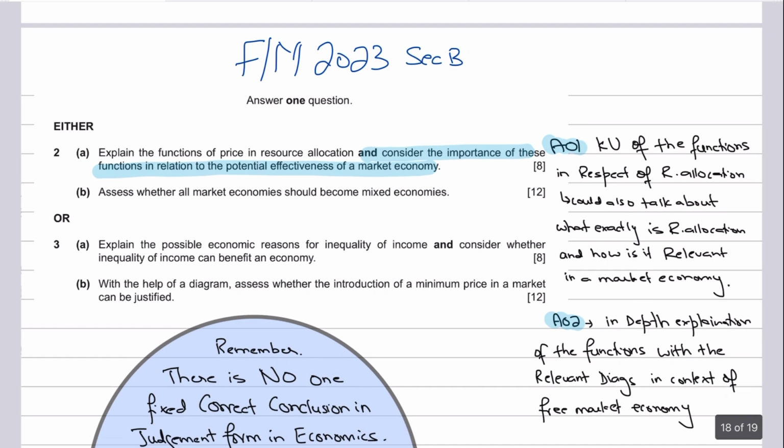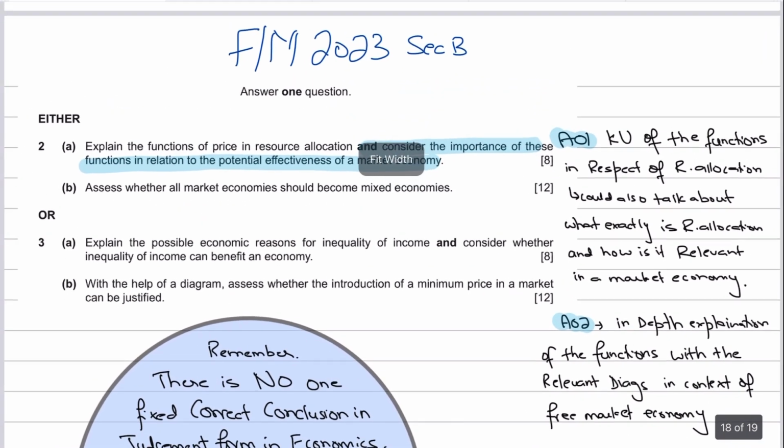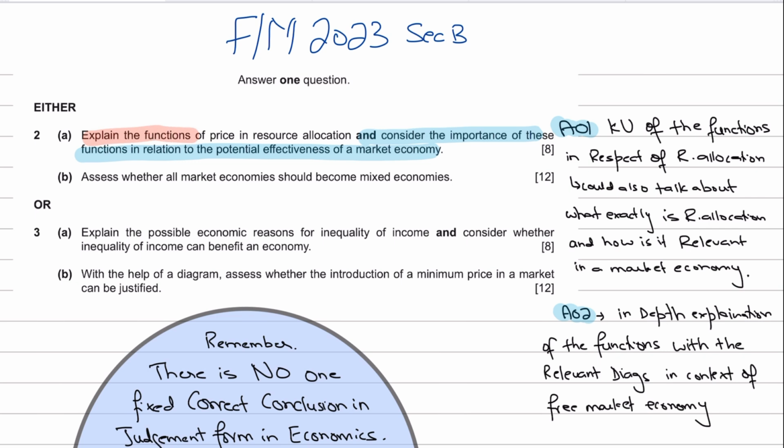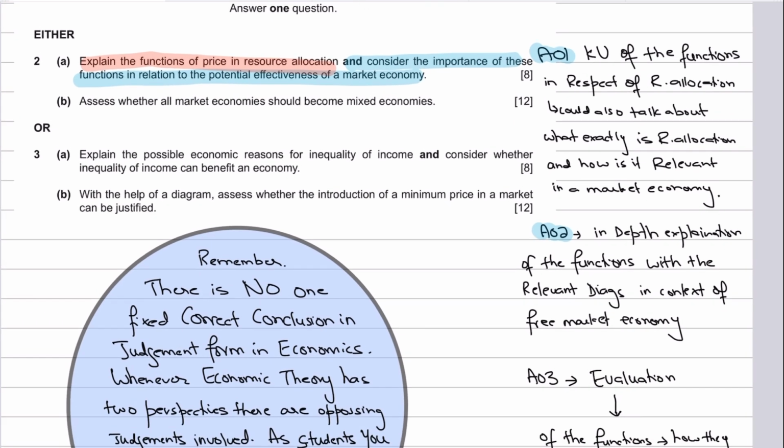So again, for example, if you now move on to the Feb March part, it talks about the function of the price: explain the function of the price in resource allocation, and consider the importance of these functions in relation to the potential effectiveness of a market economy. So again, you talk about the functions, the 4 functions of the price mechanism, and how do they apply in the case of a market economy is all about analysis.